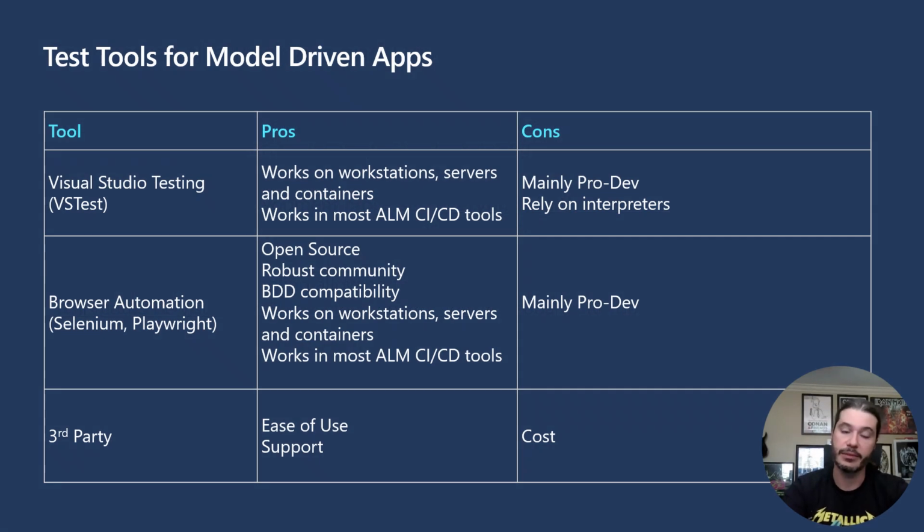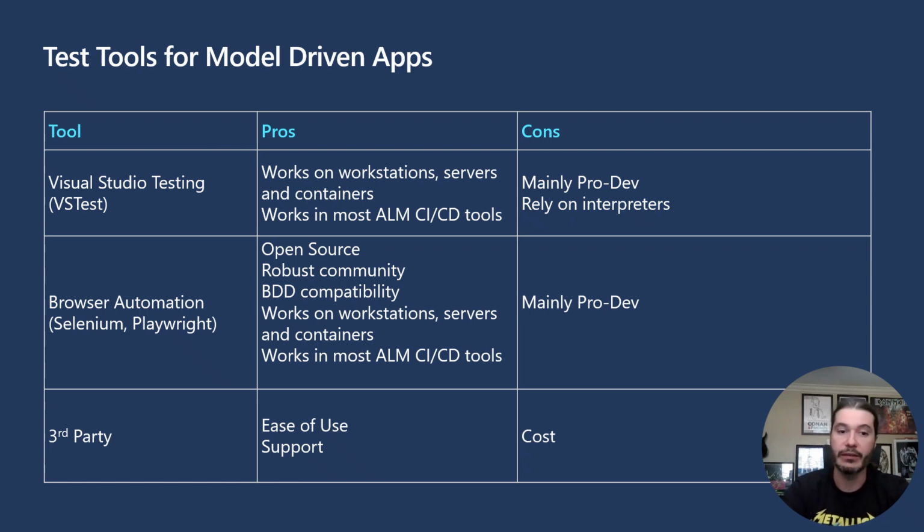All right, so getting into some of the test tools we have for model-driven apps, we'll use Visual Studio testing, VS Test. The pros of that, it works on workstation, servers and containers, works in most ALM CI/CD tools. So if you're working with GitHub, you're working with Azure DevOps, they all have the VS Test piece to it. Con, it is mostly pro-dev, relies on interpreters for working with code and working with different packages and EXEs for testing and so on.